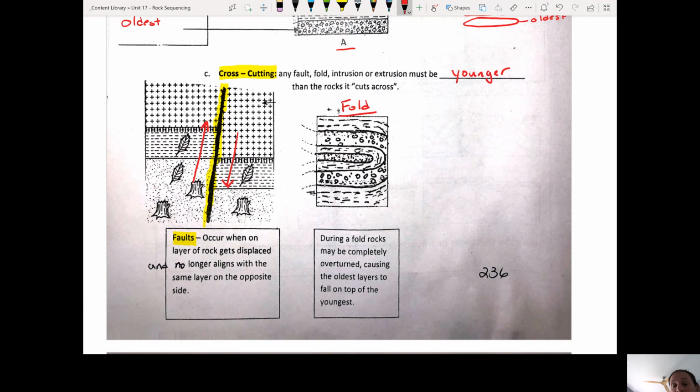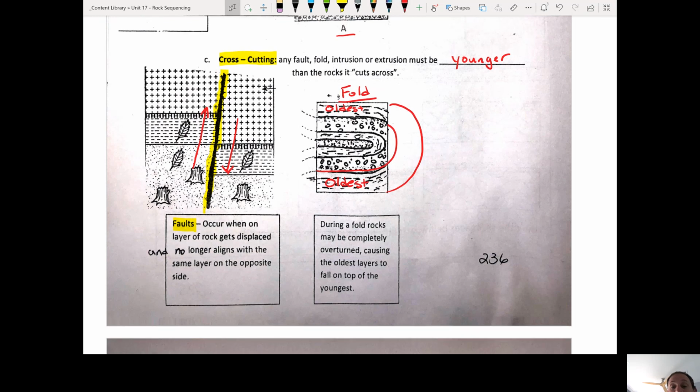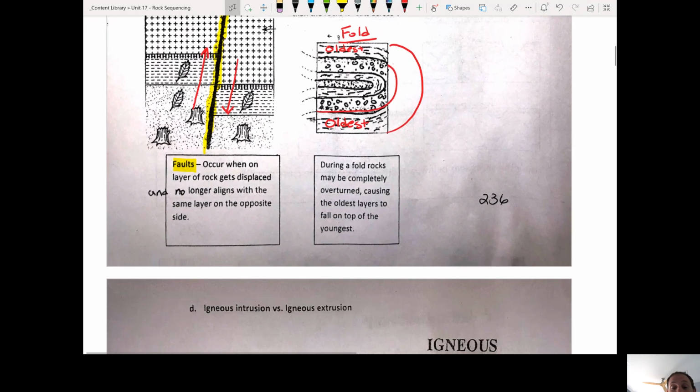Okay, folds happen when you take rock layers and they literally fold over just like that. Now you have the oldest rocks on the bottom, but you could also have the oldest rocks on the top. Okay, this would be something where it's completely overturned. And you would find this when mountains are being built and tectonic plates are colliding.